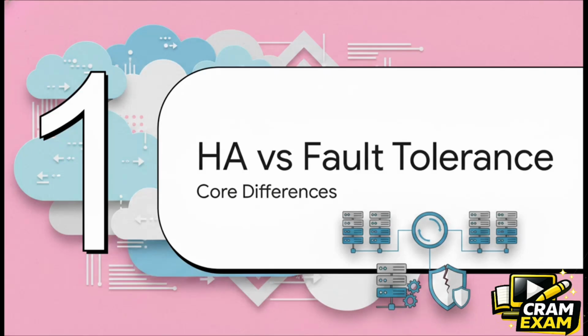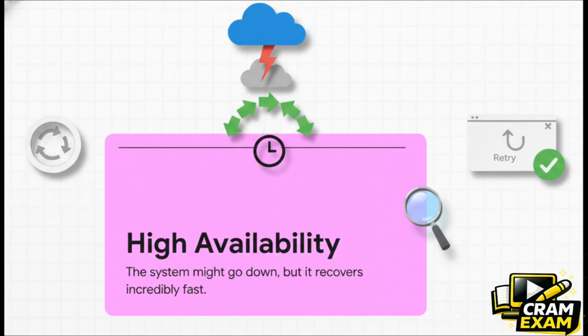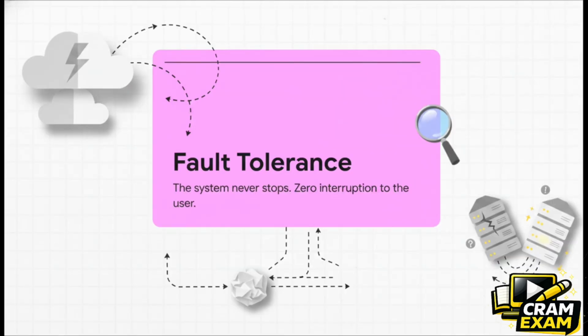Section 1. High availability versus fault tolerance. Let's look at the core differences between these two concepts. High availability essentially means the system might actually go down, but it recovers incredibly fast. The user is definitely going to experience a brief interruption. Maybe they see a loading spinner, a slight delay, or maybe a quick retry screen, but eventually the system does recover and gets back to normal. Fault tolerance, on the other hand, means the system never stops. It literally tolerates the failure with absolutely zero interruption to the end user. Traffic is instantly rerouted to backup systems, and the user experience continues seamlessly. They have absolutely no idea anything went wrong behind the scenes.